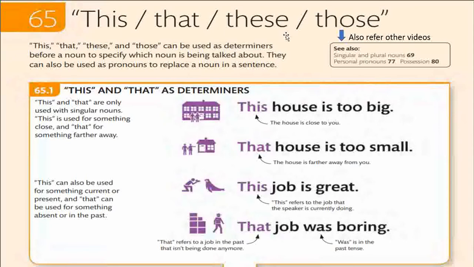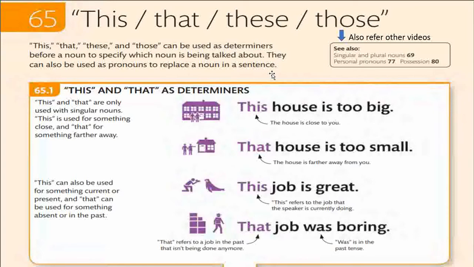This, that, these, those. This, that, these, and those can be used as determiners. Determiners are those words which are placed with the subject just before the noun and they determine or tell something more about the noun. Especially, we are using these as pointers. They are placed before the noun to specify which noun is being talked about. They can also be used as pronouns to replace a noun in a sentence.